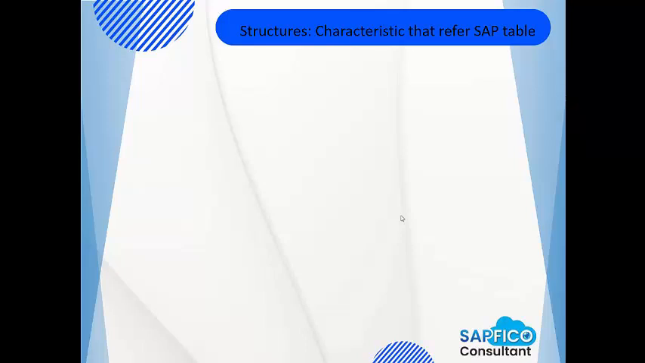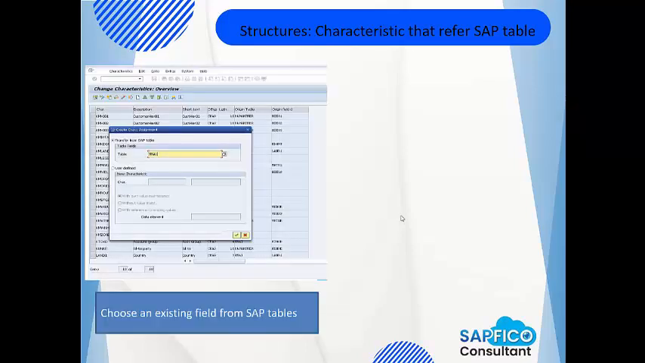Now, characteristics that refer to an SAP table. Let's say we want to refer to a trading partner field, which is not available in this list. So what we need to do is transfer from an SAP table, referring to an existing table. Table KNA1 is the customer basic data table, containing name, address, and so on.